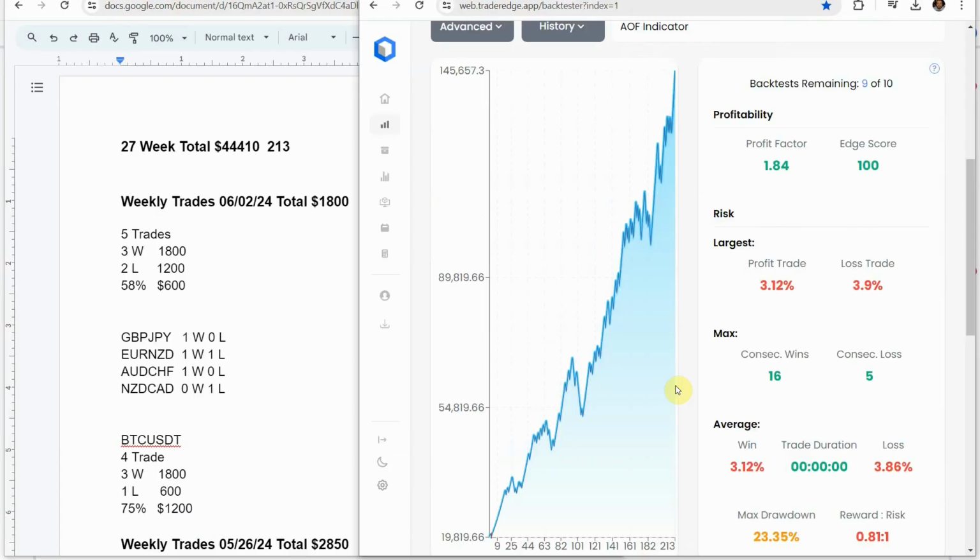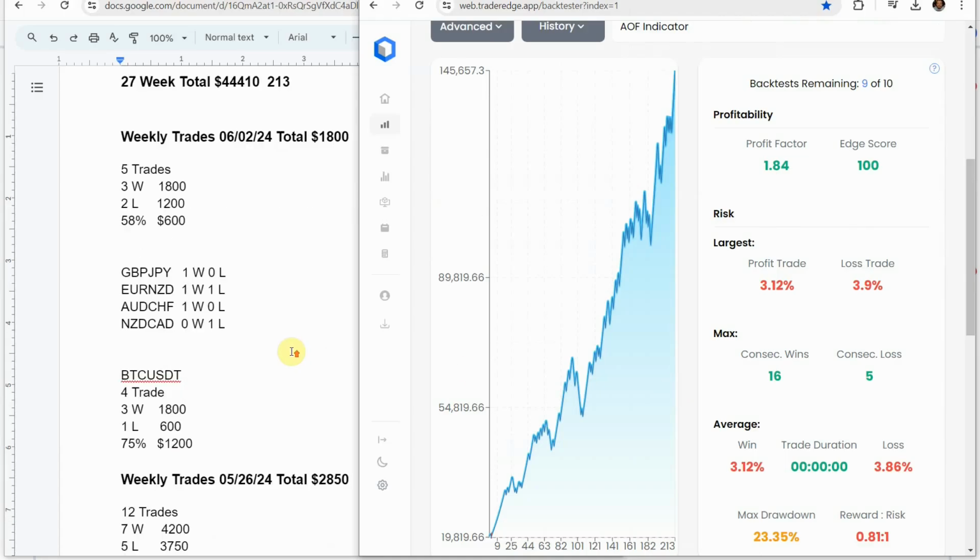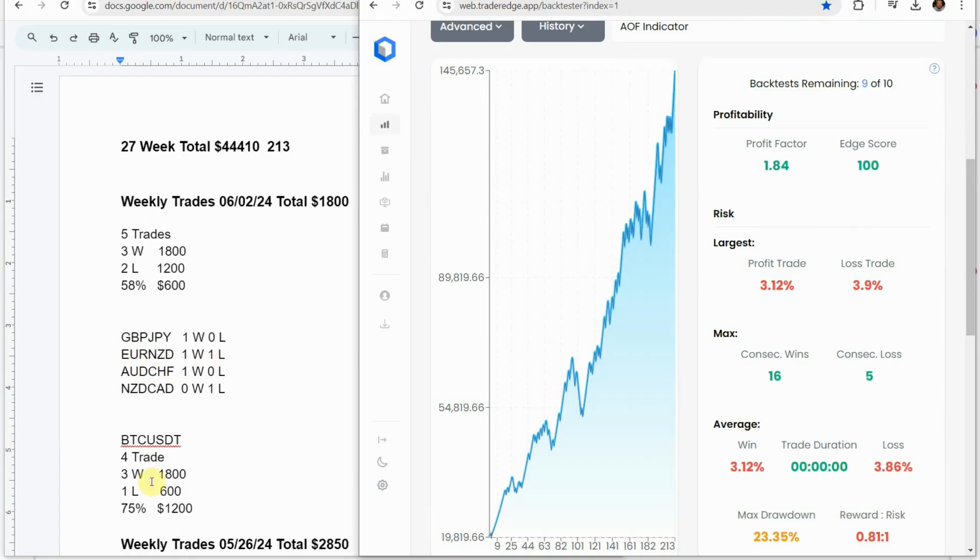Alright, let's go ahead and go over the weekly signals. So this is using the Academy of Forex indicator on these 4 Forex pairs and this one crypto coin. This is on the 30-minute time frame. Each week we are keeping track of the trades the Academy of Forex indicator has signaled. And so this last week on the Forex pairs, we had 5 trades altogether, 3 winning, 2 losing. A 58% win rate would have been a gain of $600. On the crypto coin, we had 4 trades, 3 winning, 1 losing. A 75% win rate would have been a gain of $1,200. For the week, we would have been up $1,800.